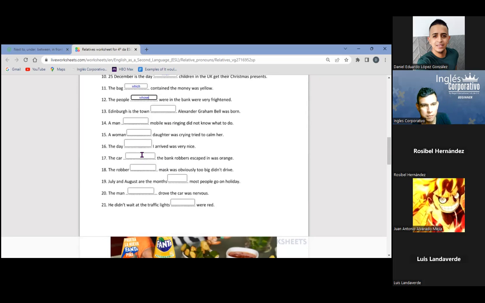Es una pregunta, teacher. ¿Cuál es la diferencia de who y whose? Who es quién. Who is your brother? ¿Quién es tu hermano? Y whose es de quién, posesión. Por ejemplo, ¿de quién es ese carro? Whose car is that? ¿De quién es ese automóvil?